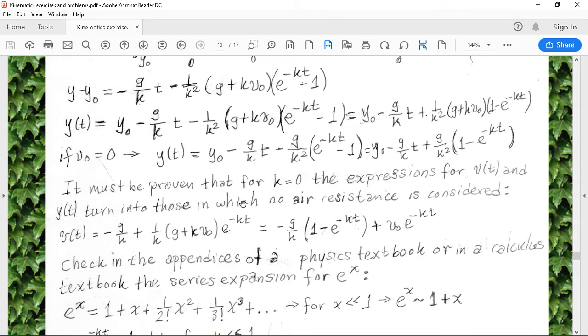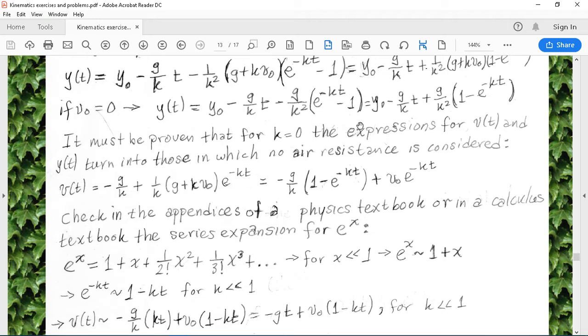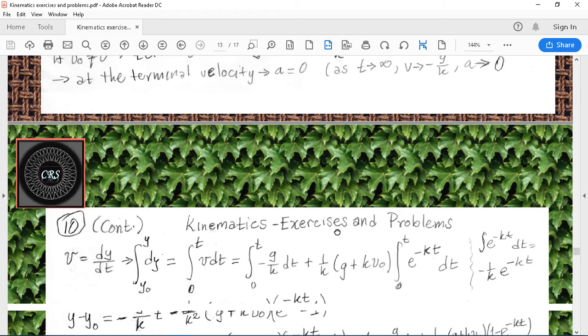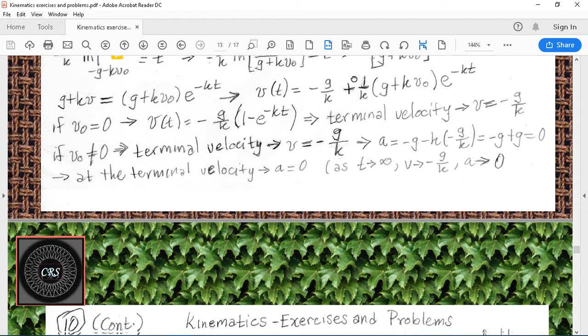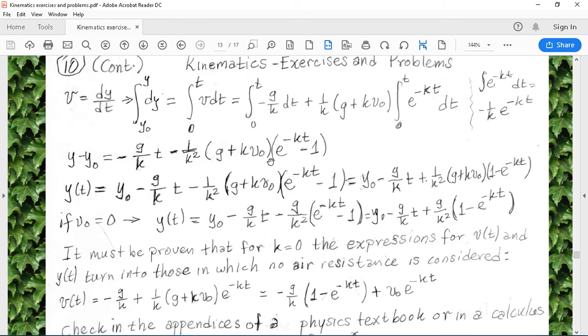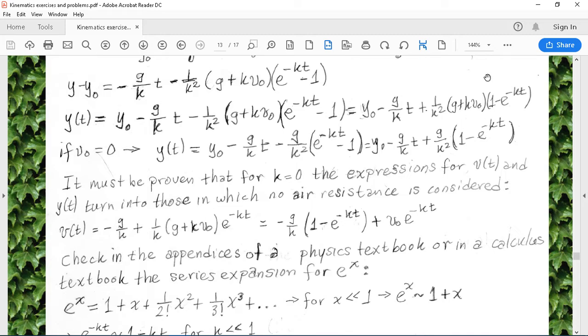Okay, now one thing we must do is check out what happens, or what should happen, if k equals 0 for the expressions of both velocity and position. That is either this expression or this expression for velocity, depending on whether we want to make v0 equal to 0 or not, and either this expression or this expression for the position, depending on whether we want to make v0 equal to 0 or not.